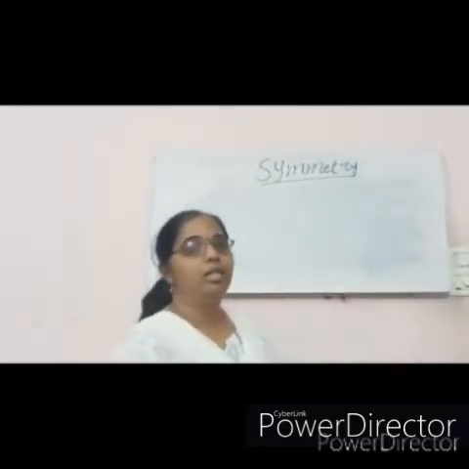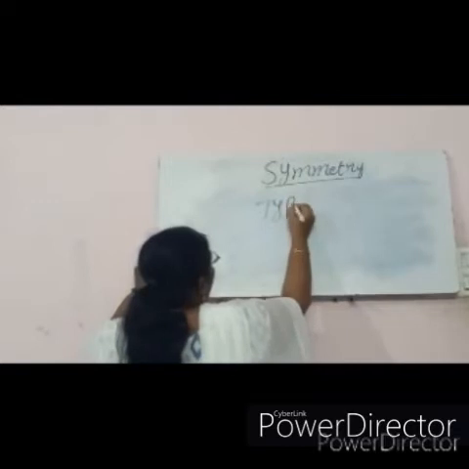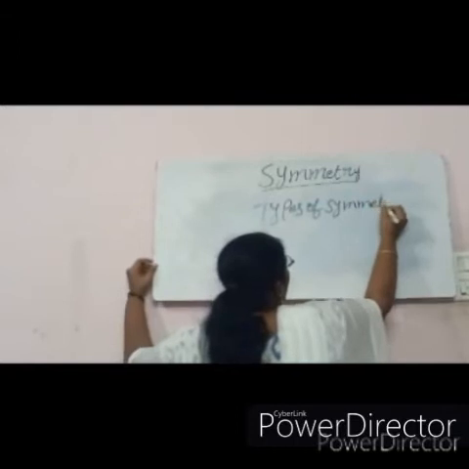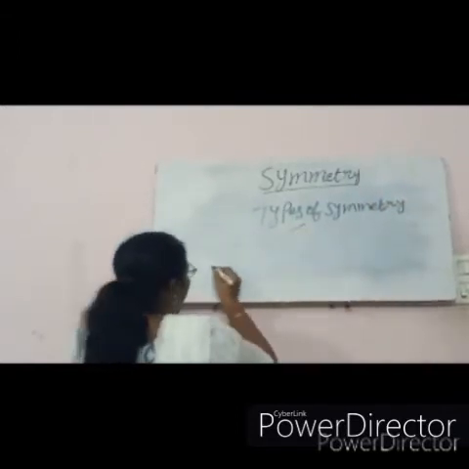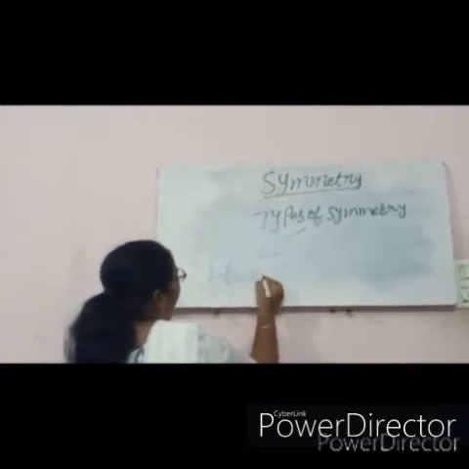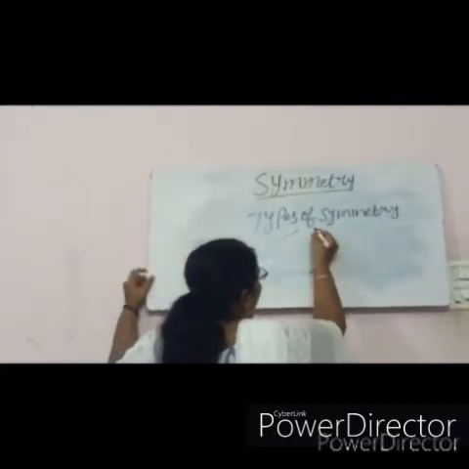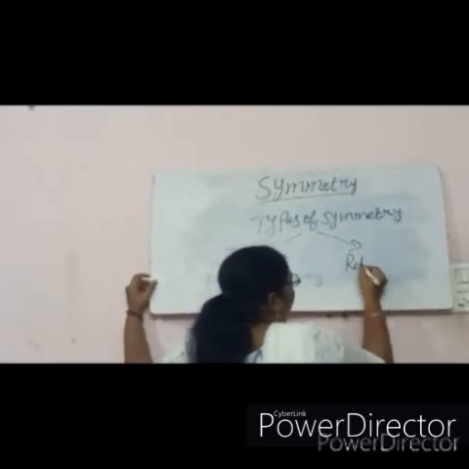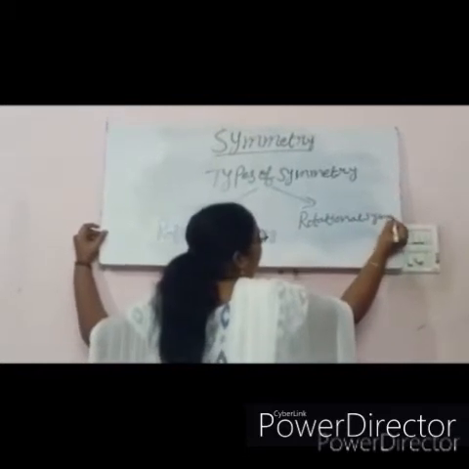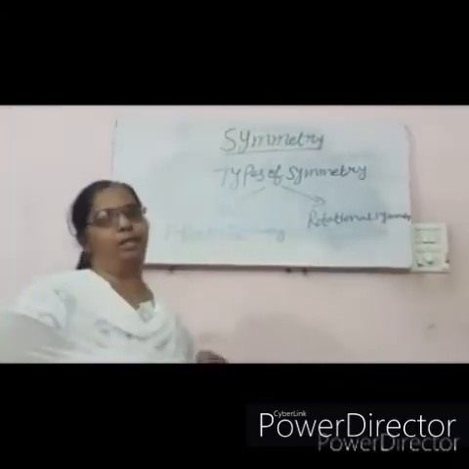Now let us see types of symmetries. You have two types of symmetry. One is reflection symmetry, and the other is rotational symmetry. So, first we will see reflection symmetry.